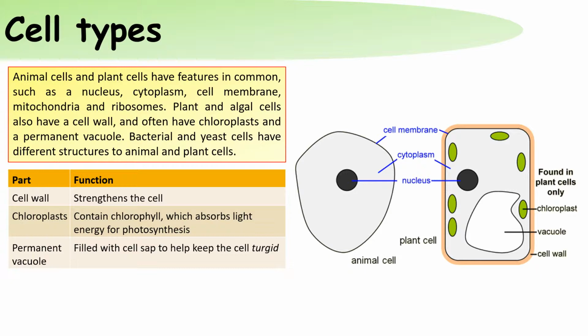The diagram to the right hand side shows the plant cell and an animal cell. In the exam you may need to label parts of these, so it's worth knowing their key features.